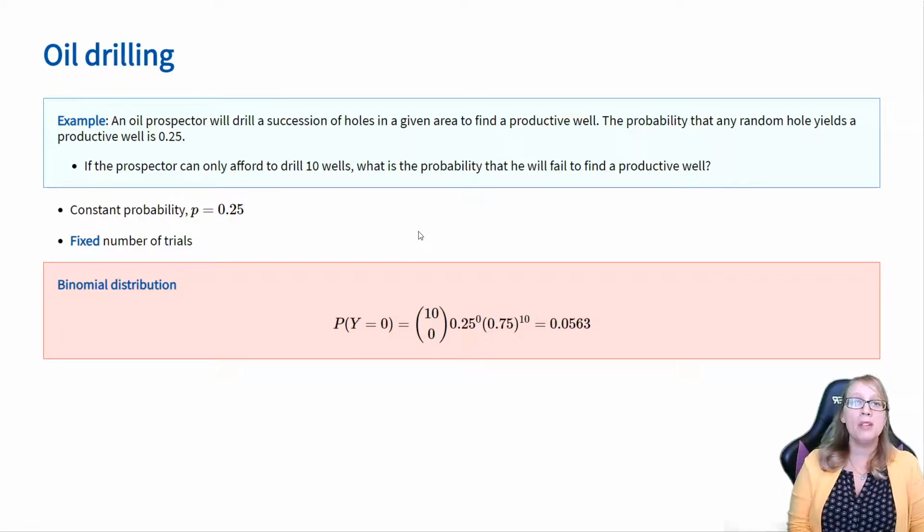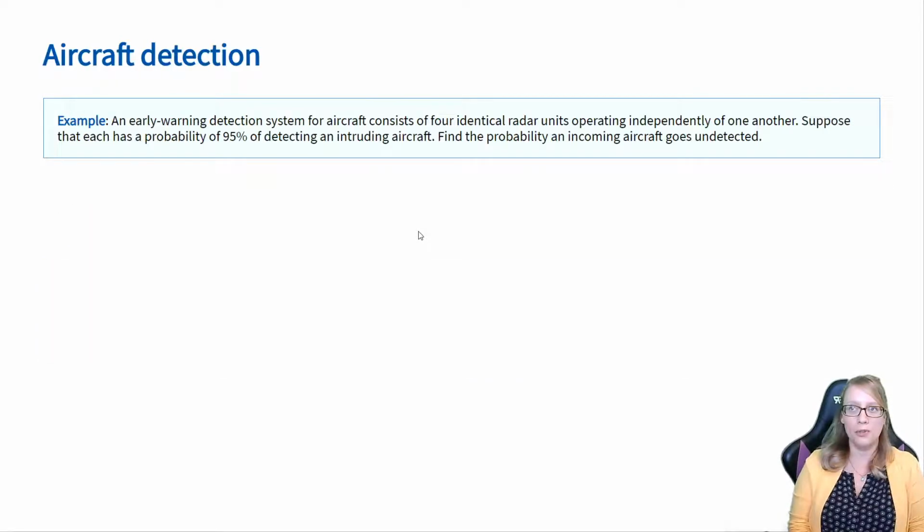So the probability that we don't find any successful wells in the 10 holes is a binomial probability. To find the probability that the number of holes that are successful, y, is equal to 0, we get 10 choose 0 times 0.25 raised to the 0th power times 0.75 raised to the 10th power, 0.056. So there's about a 5.5% chance that we won't be successful, even if we're drilling 10 holes. Let's take a look at a new example.